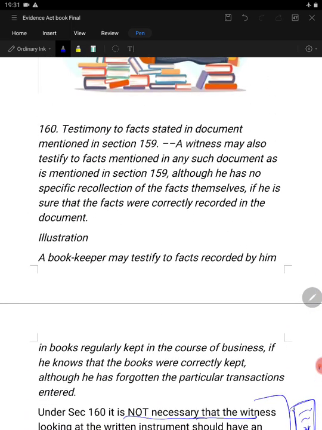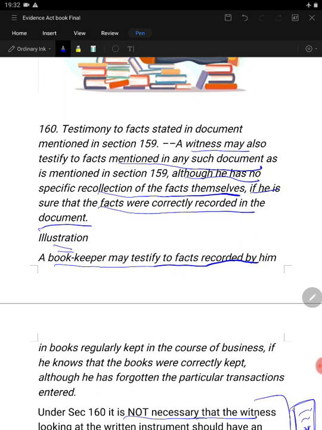So, what this says is testimony to facts stated in documents. A witness may also testify to the facts mentioned in any such document, although he has no specific recollection of the facts themselves, if he is sure that the facts were correctly recorded in the document. So, an illustration is also added that a bookkeeper may testify to the facts recorded by him in the book, regularly kept in the course of business, if he knows that the book was correctly kept, although he has forgotten the particular transactions entered in it.